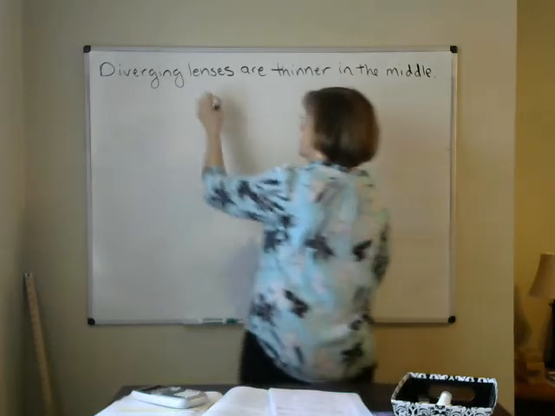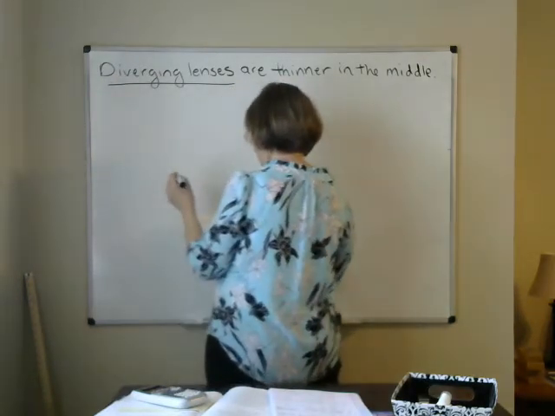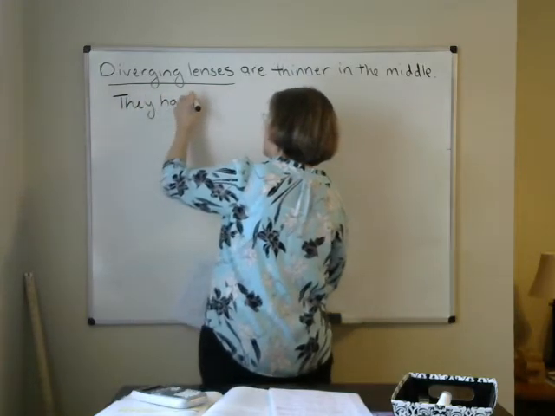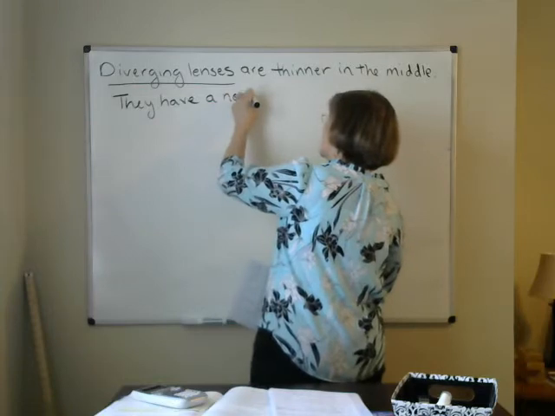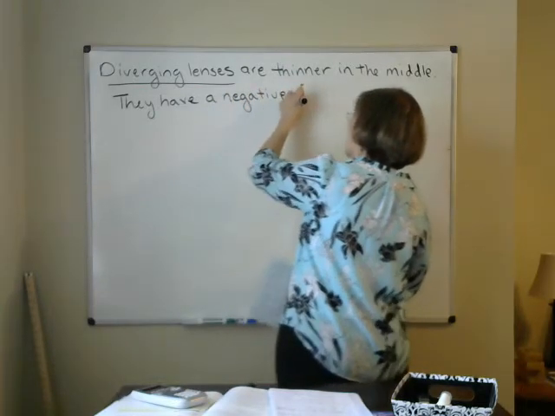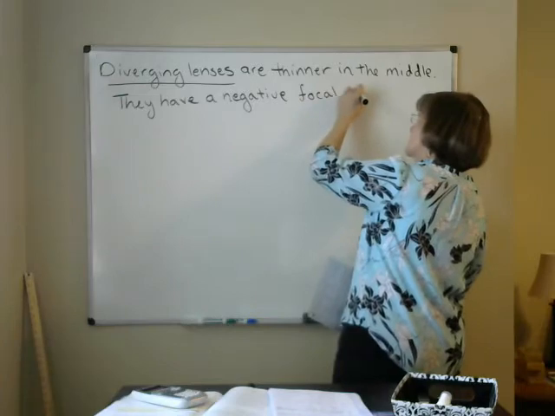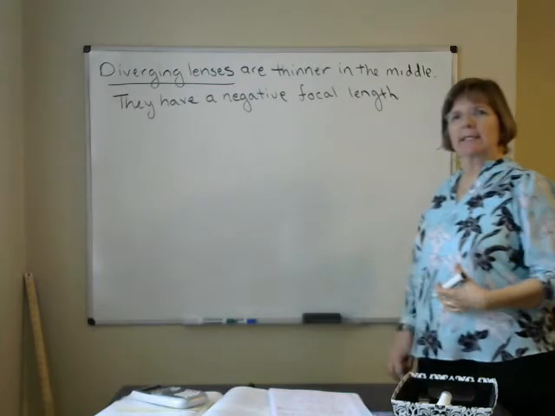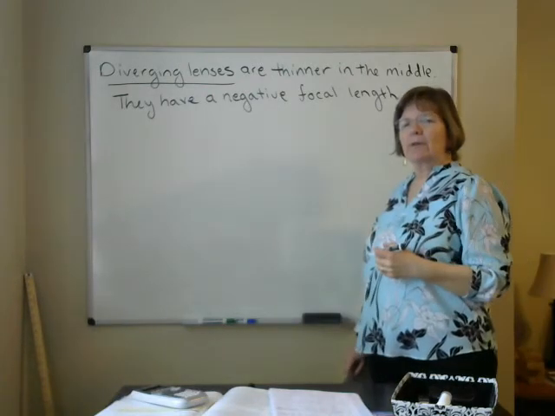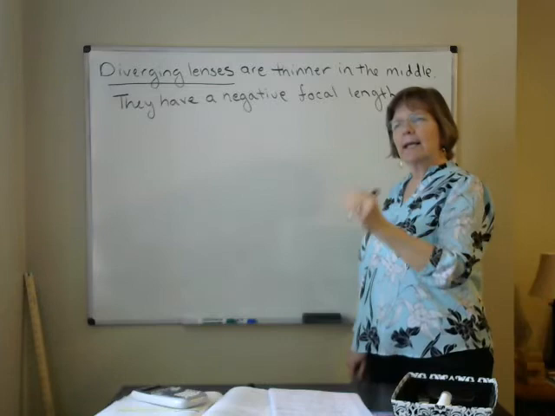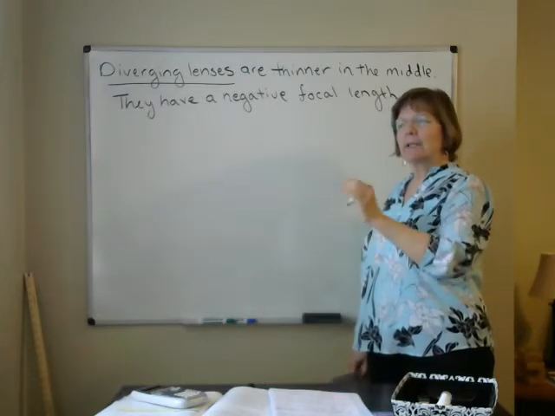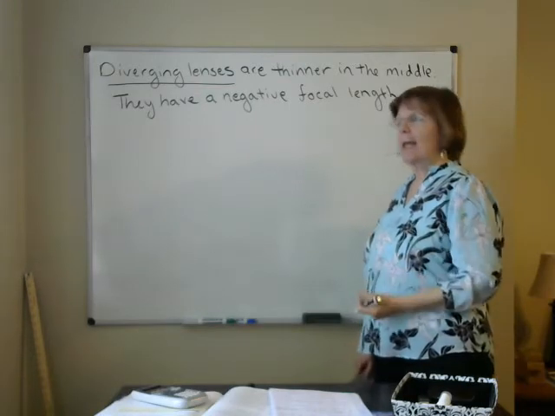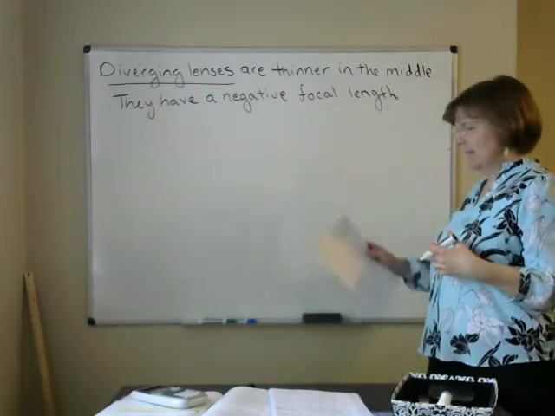So they're always thinner in the middle, and they have a negative focal length. A diverging lens is often called a negative lens. So I kind of think of there being a parallel between a concave mirror and a converging lens, because both of those have positive focal lengths, and then a convex mirror and a diverging lens, because both of those have negative focal lengths.